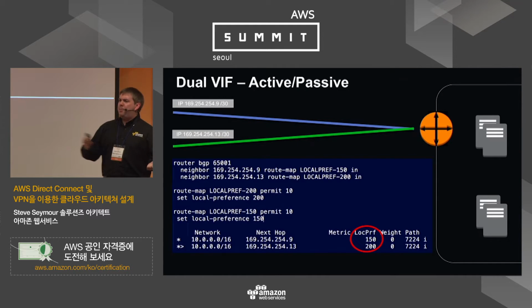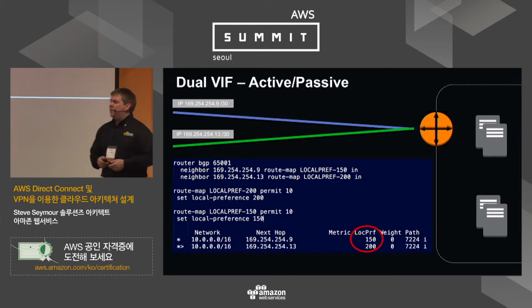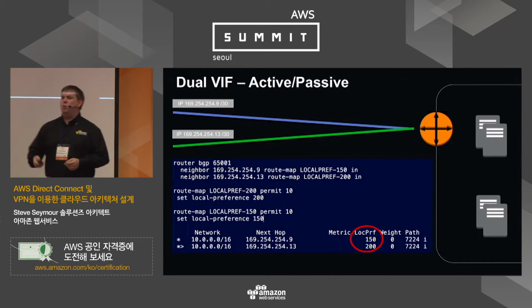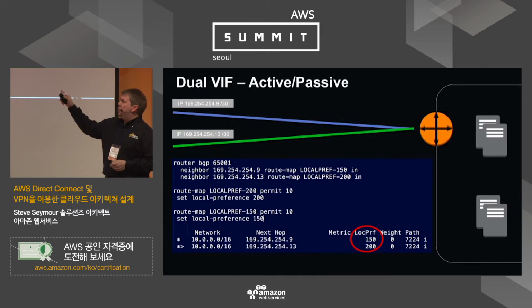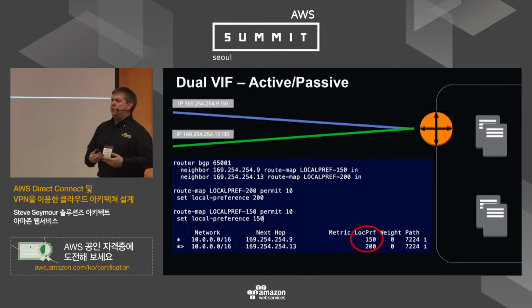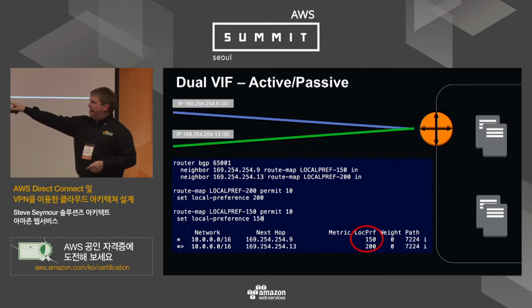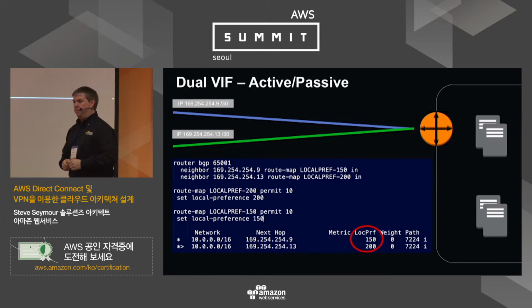What if you want to run active-passive, though? You don't want to run across both connections at the same time. Well, in this case, on your router, you need to configure something called local preference. Now, again, this is a Cisco example, but it applies to all manufacturers of routers. In this case, we're going to create a local preference of 200 and 150. And now when we receive those routes from AWS into the customer router, we attach that preference. As you can see now, we have an arrow next to the 200 line. We're going to prefer the higher local preference number. And if for some reason that fails, we then fall back to the other one.